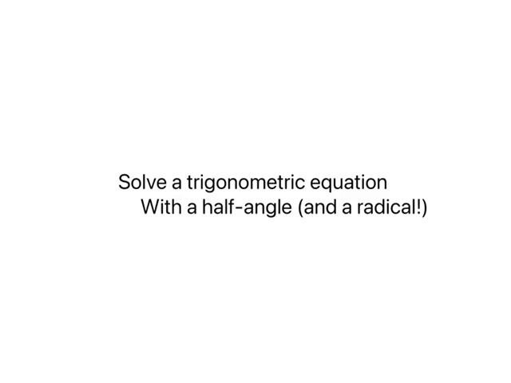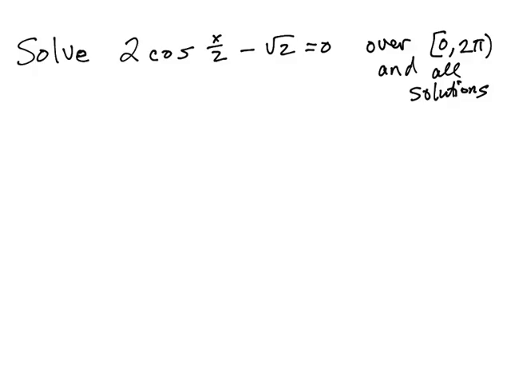Let's solve a trigonometric equation with a half angle and a radical. Man, things just get better and better. We're going to solve 2 cosine of x over 2 minus radical 2 equals 0.